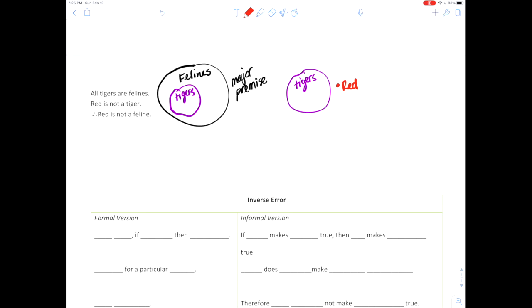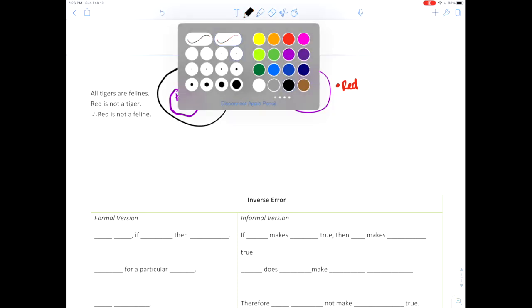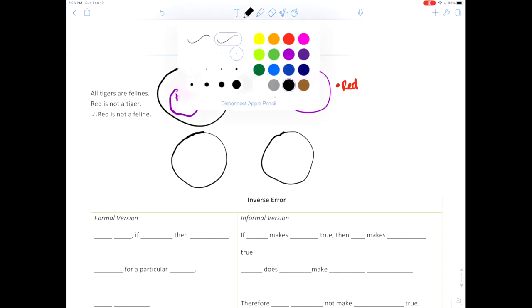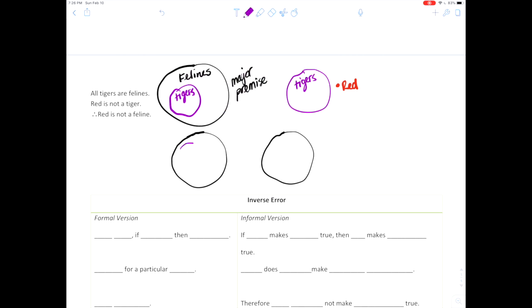Now, what are the possibilities here? Can you assume that Red is not a feline? No. I think, again, you would get two cases here, right? You know Red's not a tiger.